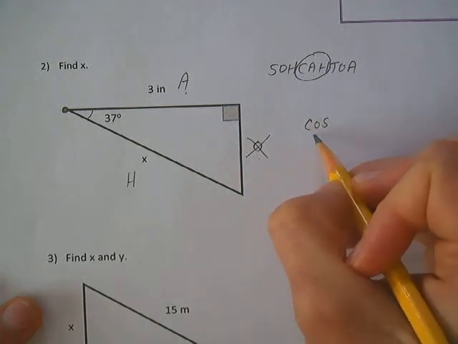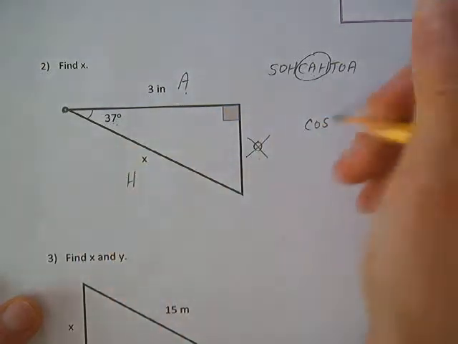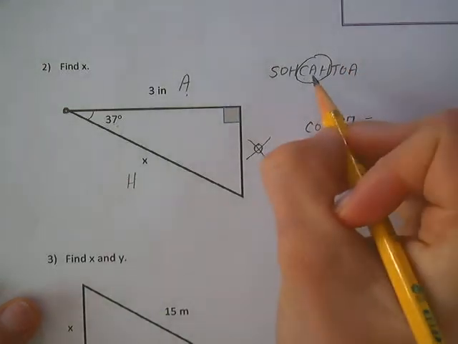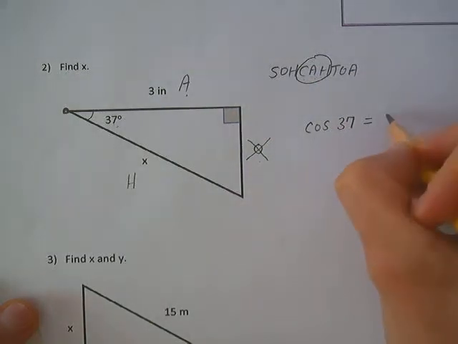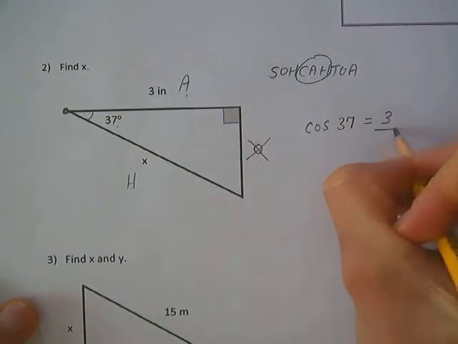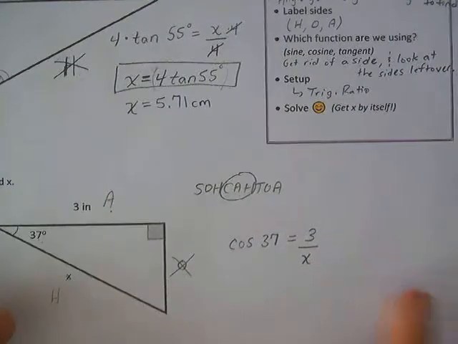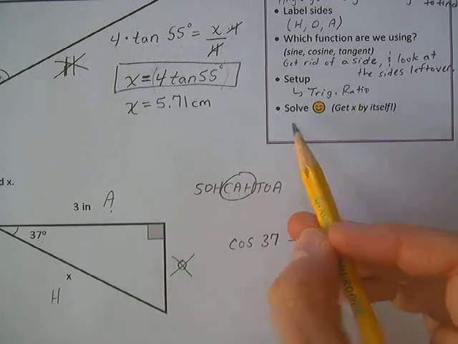So it's, remember, the cosine of your angle. Don't forget, it's of your angle. Those go together. And then make sure you put your equals. And then you have to remember cosine is adjacent over hypotenuse. So cosine would be 3 over the hypotenuse, which is x. All right. So we just set up our trig ratio. And now we have to solve.